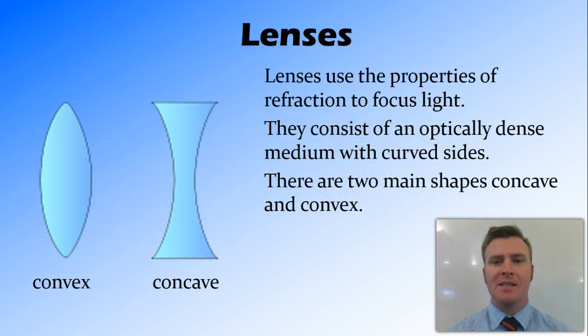So a lens is usually a disc of an optically dense material, for example glass or perspex, that has curved sides, so the sides are not parallel with each other. This, not being parallel, means that they can use refraction to focus light. And there are two main shapes of lenses: concave lenses, which go in at the middle, and convex lenses, which come out at the middle, or are fatter at the middle.